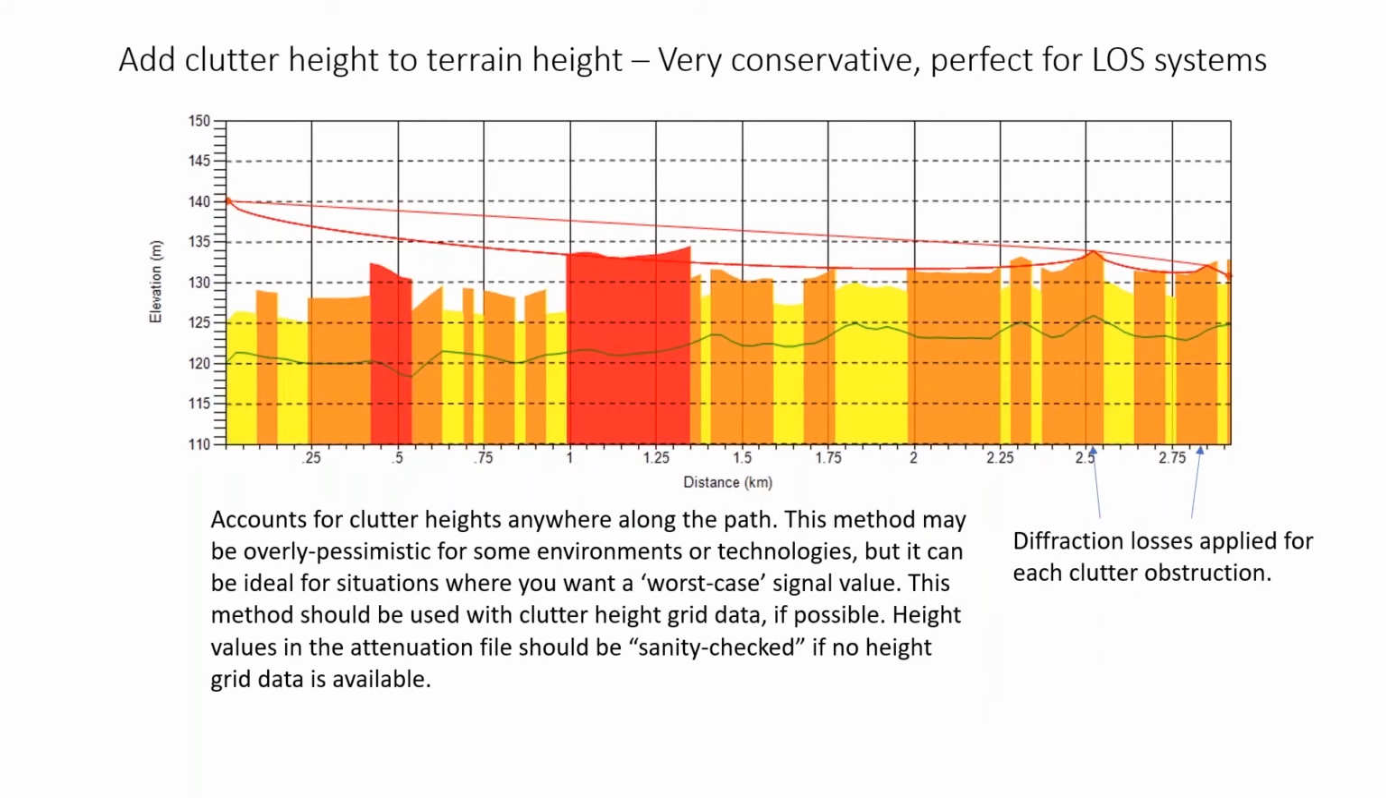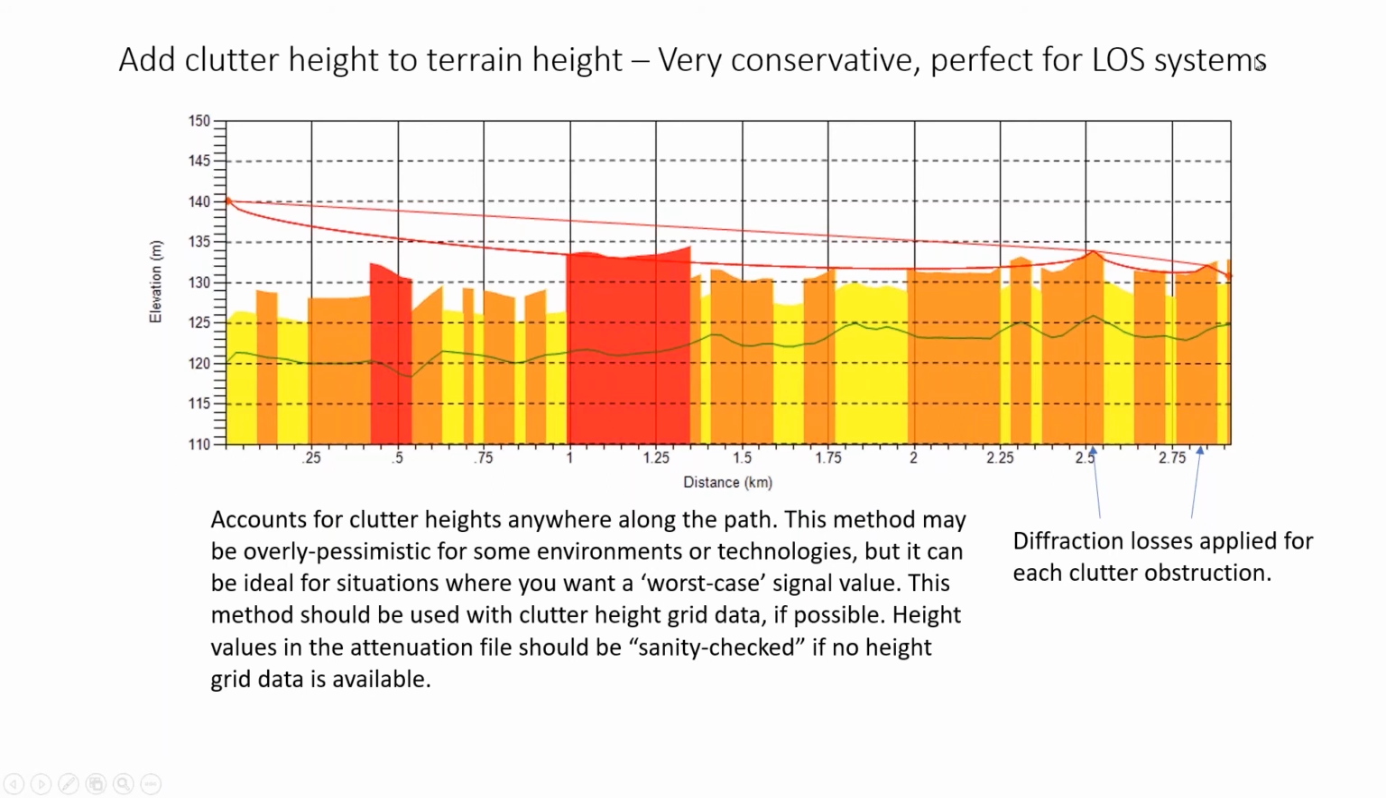And then finally, the add clutter height to terrain height method is sort of the most conservative way that you can apply clutter to the path. Here, we're going to look at the height of the clutter along the entire length of the path, and rather than assume that the path will be able to penetrate through that clutter, we're going to diffract over the top of it.